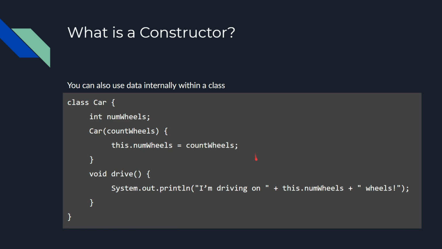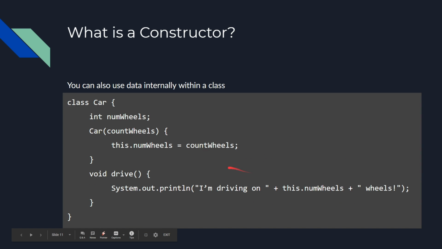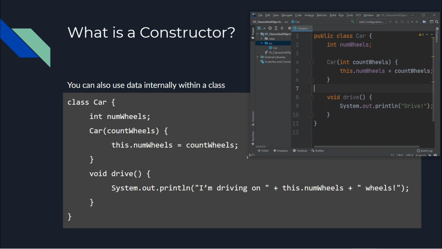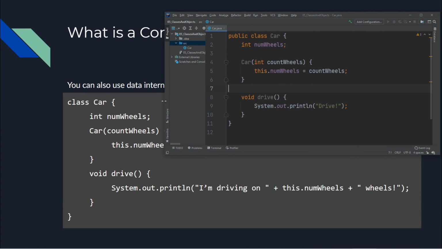Now, we defined this num wheels, and we used it in these print statements here. But it's also worth noting, you can still use this data inside the class. So in our drive method, we can actually use the number of wheels to tell the user how we're driving. So let's go ahead and in the car that we're coding up right now, add that. I'm going to make this a little bit wider.